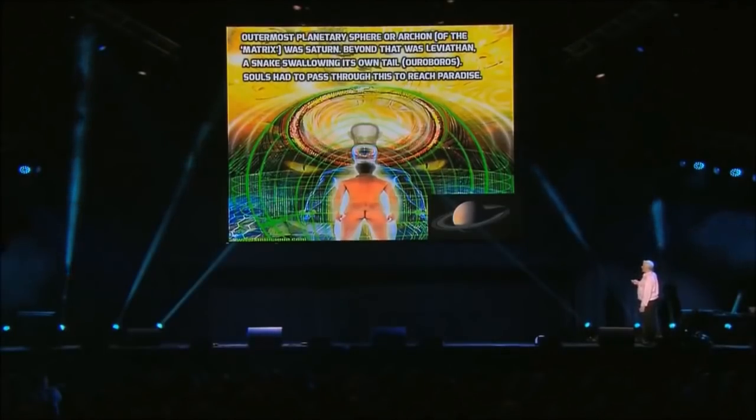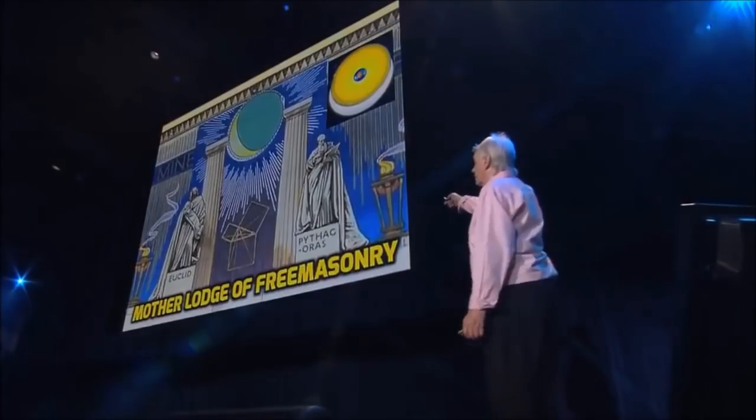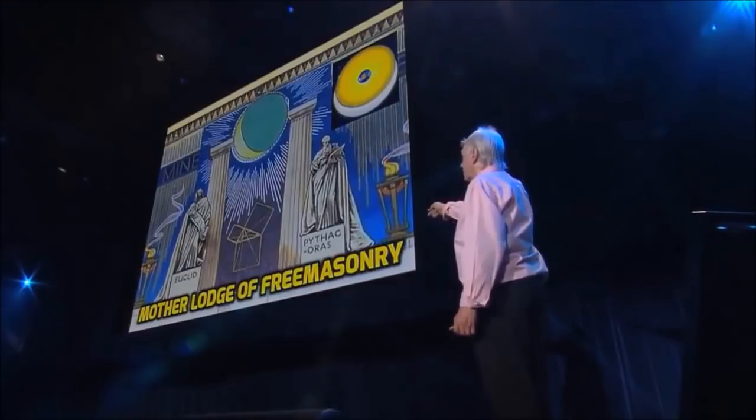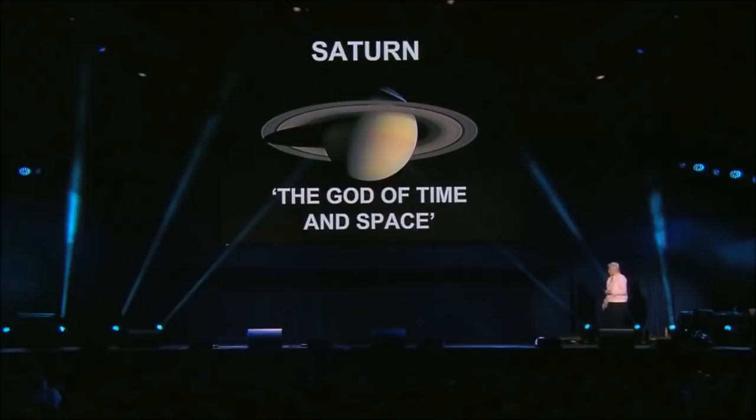Interestingly, the Gnostics say the outermost planetary sphere or archon of the matrix was Saturn. Beyond that was Leviathan, a snake swallowing its own tail called the Ouroboros. Souls had to pass through this to reach paradise. There was another esoteric concept called the ring pass not. And this is a point where, while you remain in the illusion of duality, you can't progress beyond it, called the Ouroboros, the snake swallowing its tail. And there on that Saturn symbol, you see the Ouroboros in the Mother Lodge of Freemasonry, exactly what the Gnostics described. And within that reality is what we call time, the great controlling mechanism, Chronos, and Saturn, the god of time and space.